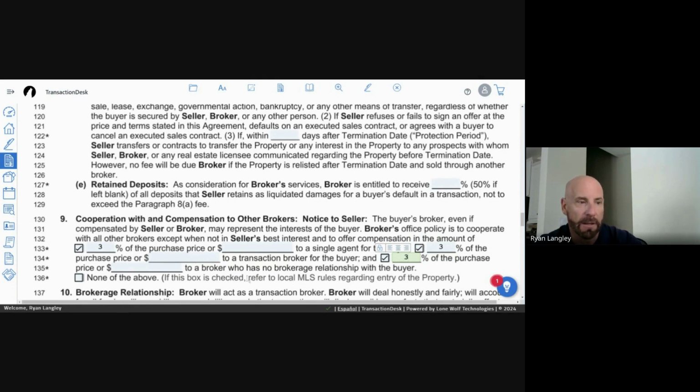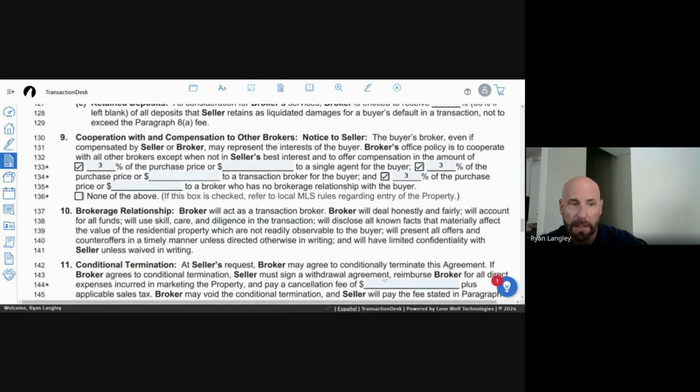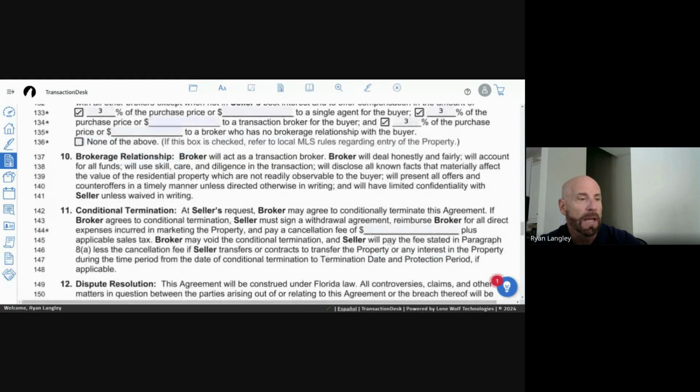It's a non-representative agreement. For a transaction broker, 3% of the purchase price to a broker has no brokerage relationship with the buyer. Why are you showing a buyer houses if you have no brokerage relationship? You're not, right? So it doesn't matter. I've never seen you guys deal with that. I'm sure someone has at some point, but I've never seen it. And so someone tried to get out of paying a commission because they had that lowered. Conditional termination, termination fee. I always get, you want to be reimbursed for all your expenses and stuff like that.